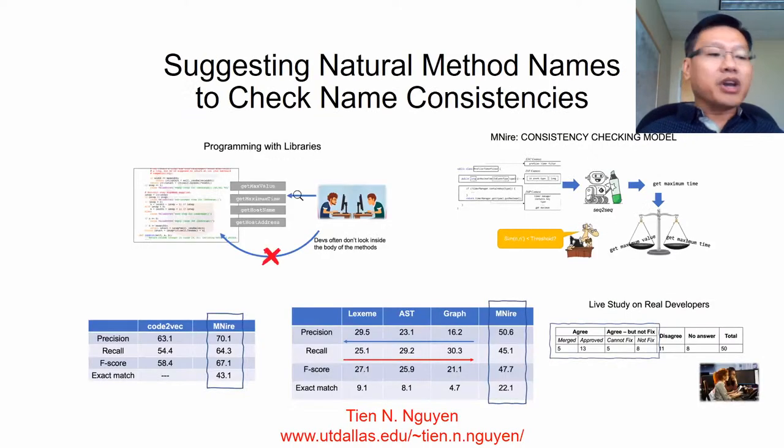So in conclusion, what I have been showing you is the approach, MNE, to suggest natural method names and check name consistency. We show that the key idea of naturalness has actually worked well at the token level for the method name. We also show that using the name is more effective in recommending names than the structural AST or graph. And finally, we show the usefulness of the approach in a real-world study. And that's all for my talk, and I'm happy to take any questions.